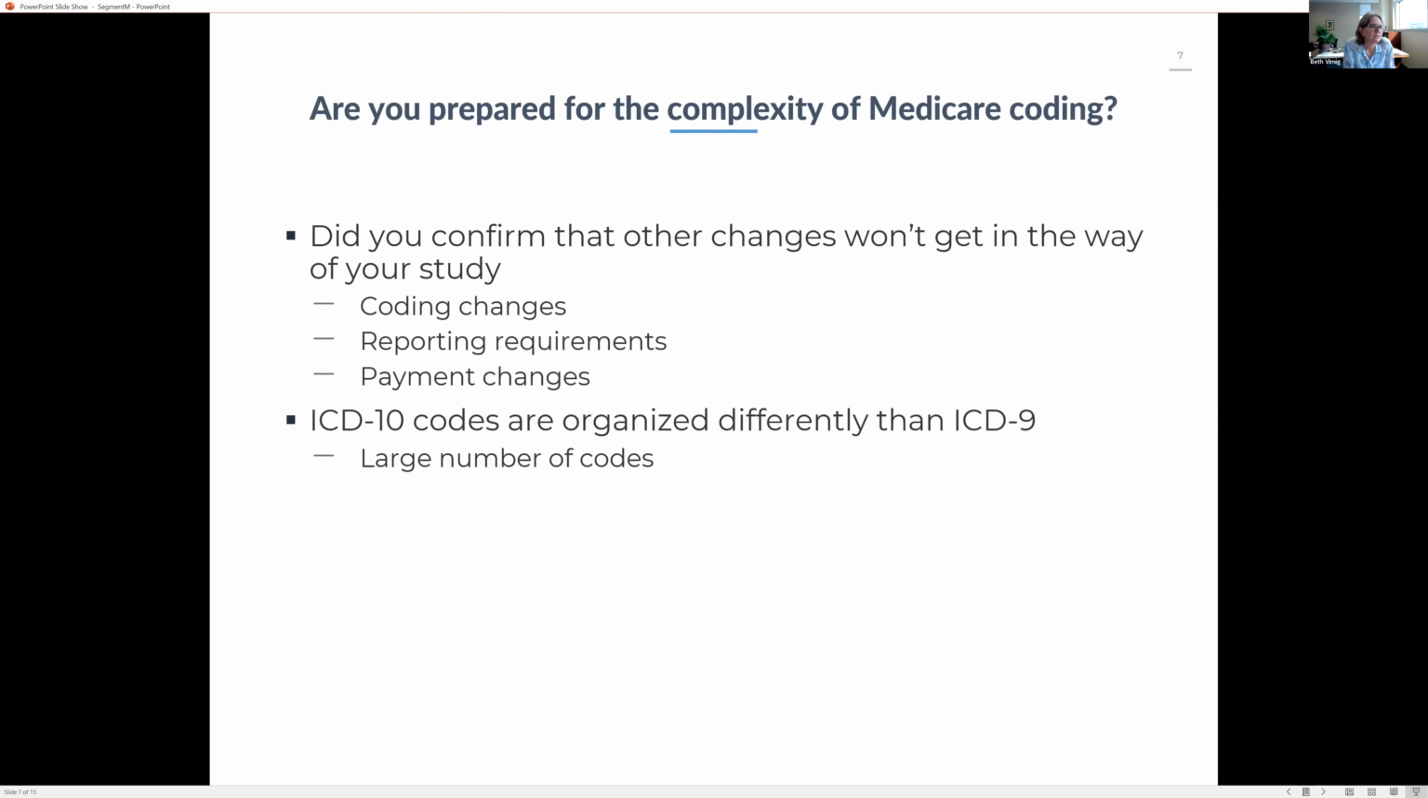Are you prepared for the complexity of Medicare coding? And again, we've talked about things that are important. One of them is coding changes, reporting requirements, payment changes. These are interesting. I found myself, again, as I told you, my background's epidemiology. And I used to always say, and Peter is a super good friend of mine, I used to say, I'm not an economist. And I would still say that, and Peter would happily agree. But one of the things I've learned is I have to understand payment because payment rules are affecting the epidemiology. They're affecting what I see and how it happens and when it happens.